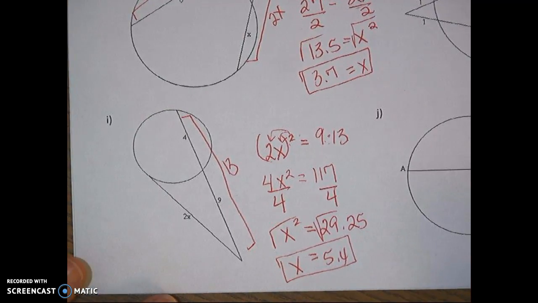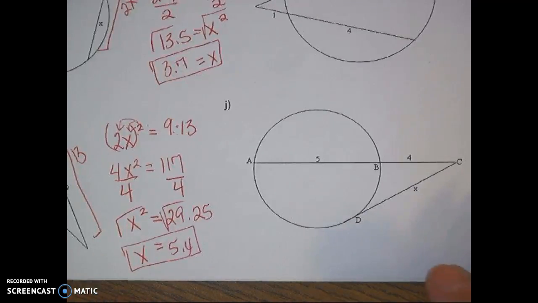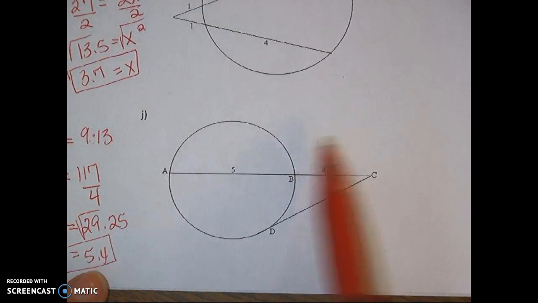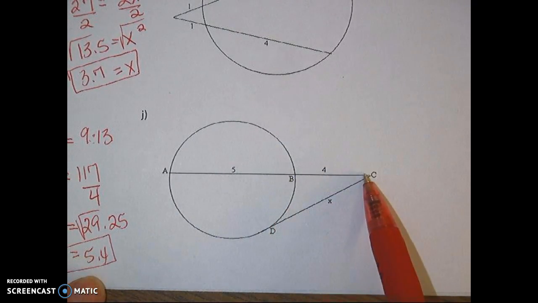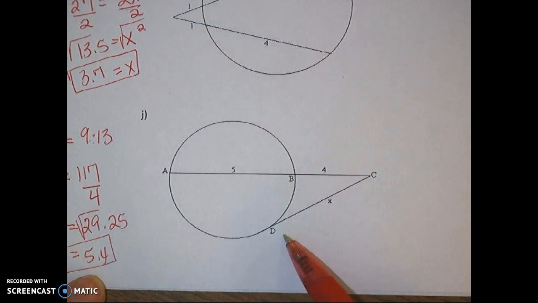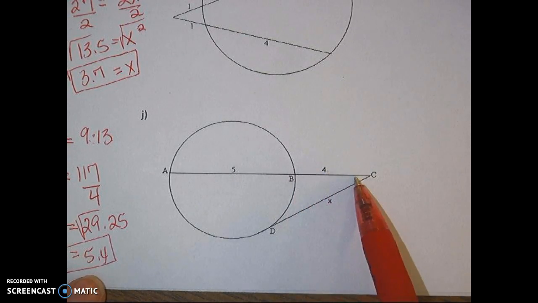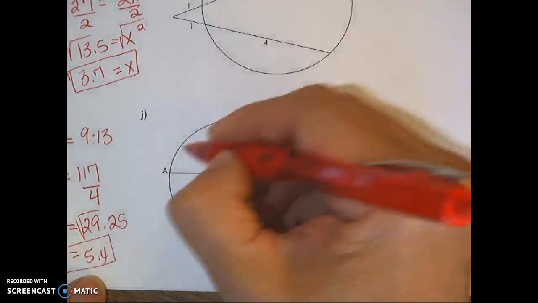Again, this is a tangent and a secant, so we're using that second rule. The last one that I'm going to look at, and then I'm going to let you try some, is part J. Again, when I'm looking at this, I have a tangent and a secant. That is that last rule where the tangent squared is the external times the whole secant segment.